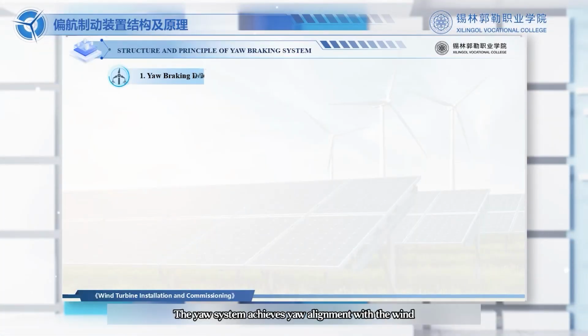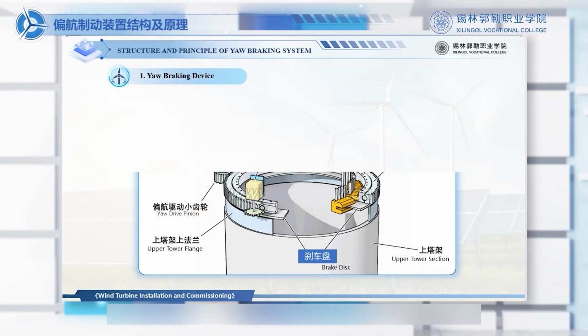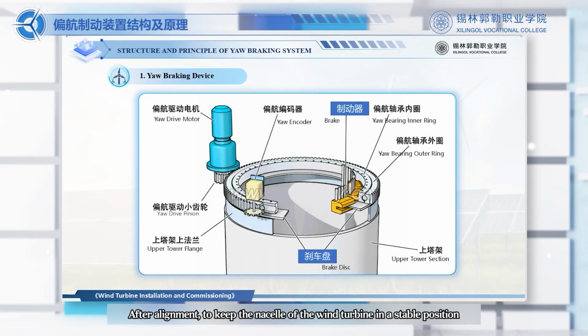The yaw system achieves yaw alignment with the wind. After alignment, to keep the nacelle of the wind turbine in a stable position, a braking device is required. The yaw braking device mainly consists of yaw brake discs and yaw brakes. The yaw brake disc and the outer ring of the yaw bearing are fixed together on the tower flange. As shown in the figure, the yaw brake is installed on the chassis of the cabin.